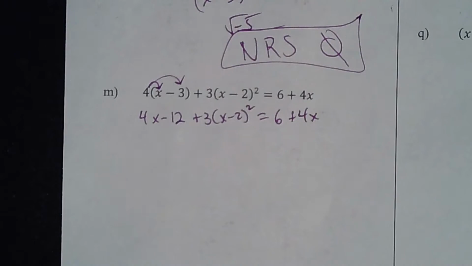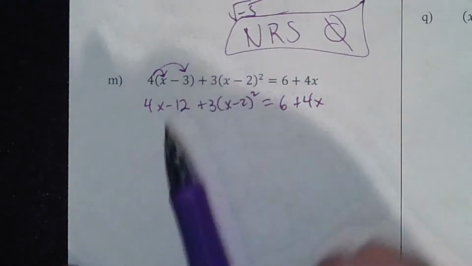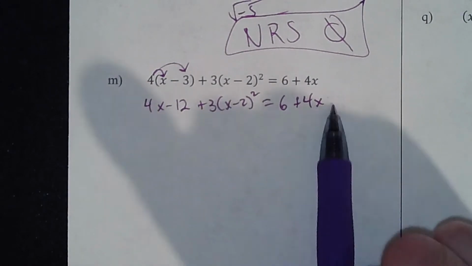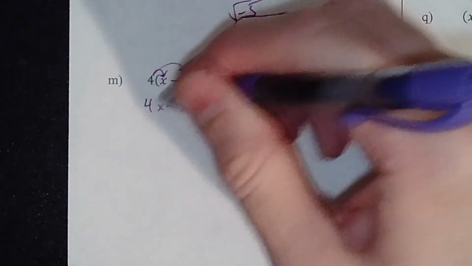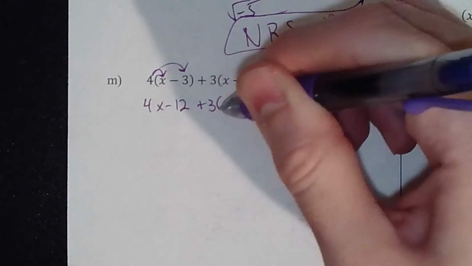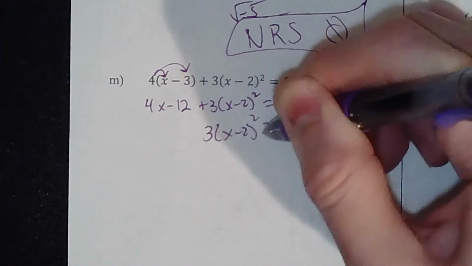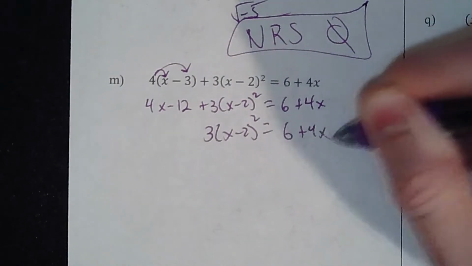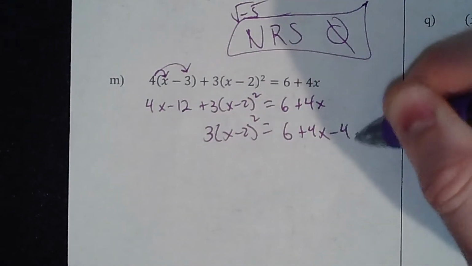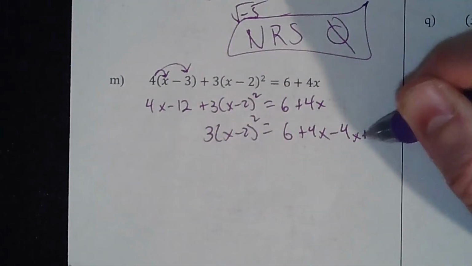And then now we need to start moving things to the other side of the equation. So we're going to be taking this 4x here, and it needs to swim over there. So we have 3x minus 2 squared equals 6 plus 4x, and we're doing minus 4x. And that minus 12 is becoming a plus 12.